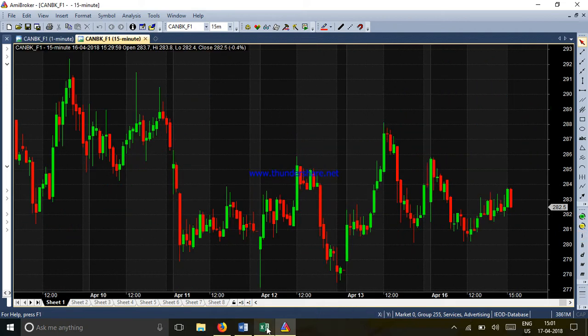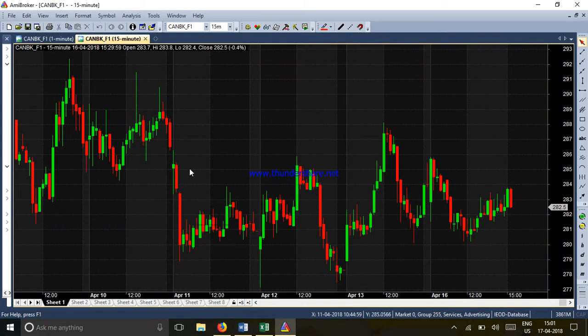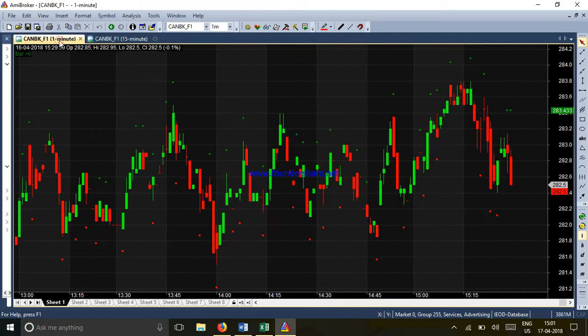generates an Excel file, a .csv file, in this fashion with HF high, LF low, and fractals. 1 means a green color candle, 0 means a red color candle, with date and time stamped and the ticker name, whichever stock we are dealing in. Currently, we are dealing in Canara Bank futures. I have a 15 minutes chart here and a 1 minute chart here.